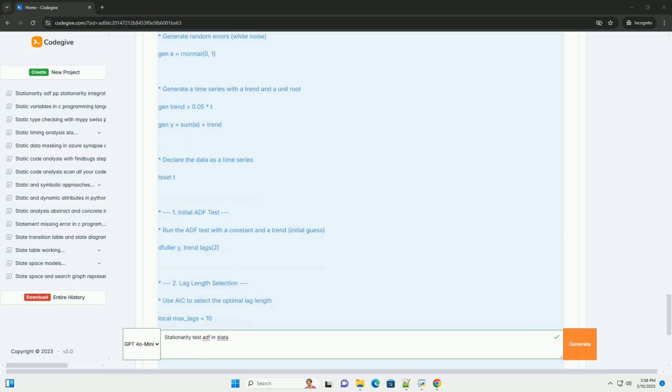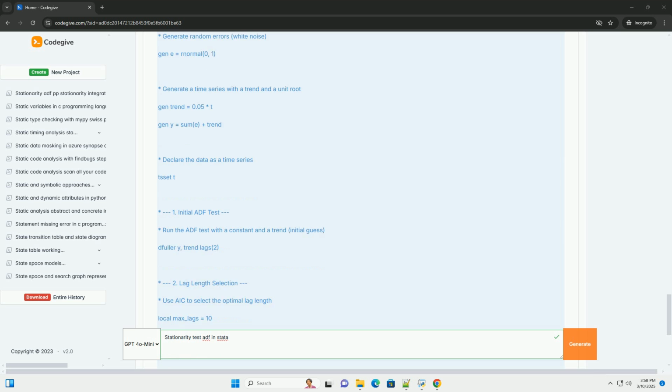Log transformation. If the series has exponential growth, taking the natural logarithm can sometimes stabilize the variance and make it stationary. Seasonal differencing. If the series has seasonality, you can take seasonal differences, y_t - y_{t-s}, where s is the length of the seasonal period, for example 12 for monthly data. Detrending. If the series has a deterministic trend, you can estimate a regression of the series on time and use the residuals from that regression in your time series model.